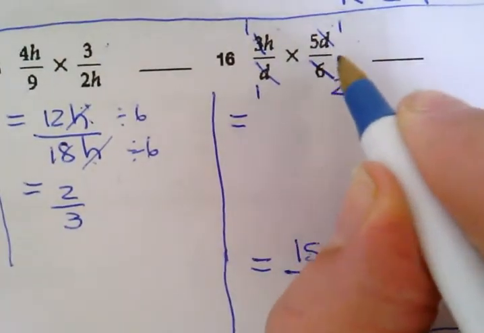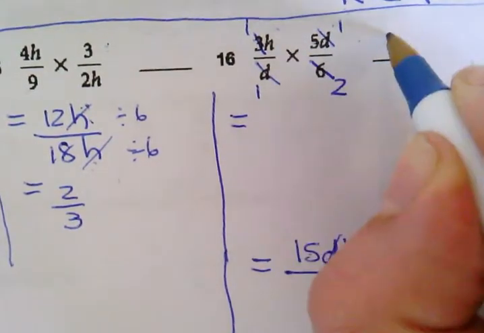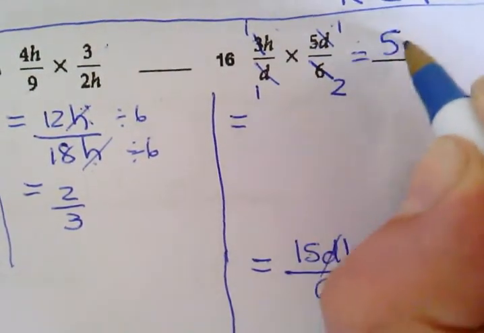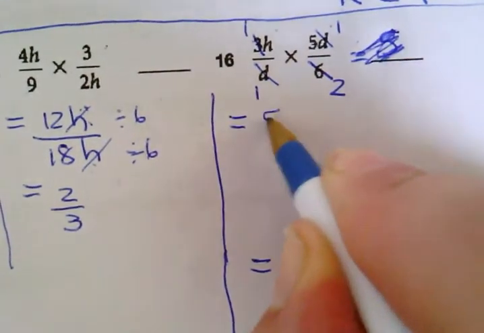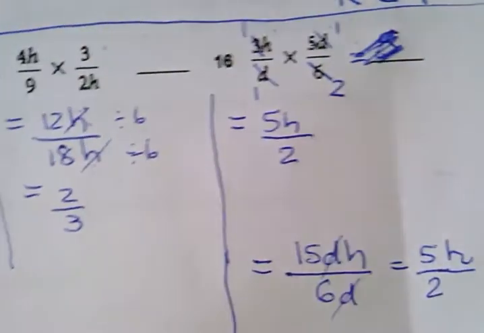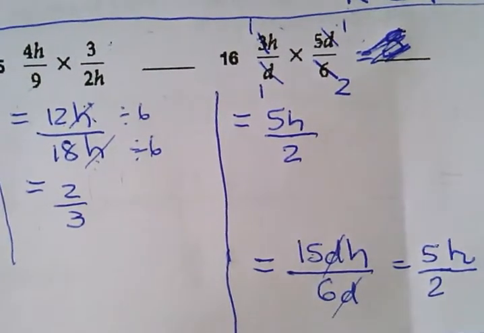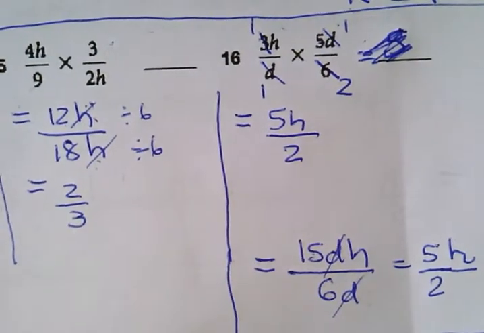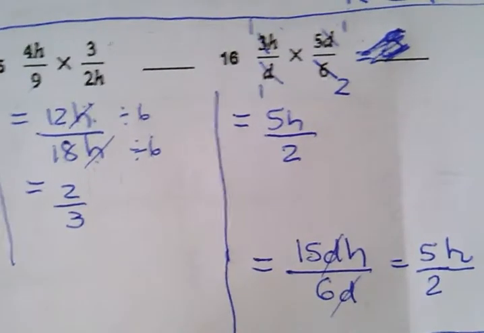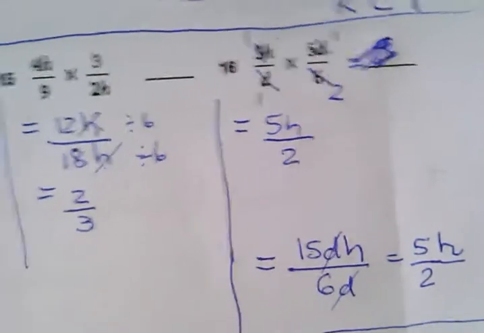So what am I left with on the numerator? 5H. It is a bit tricky this way because you can't even see what's left. Over 2. The only thing is if you're going to cancel, make sure that your numbers are big and that you've done it clearly. Otherwise, it might be easier for you just to multiply and use your calculator. All right?